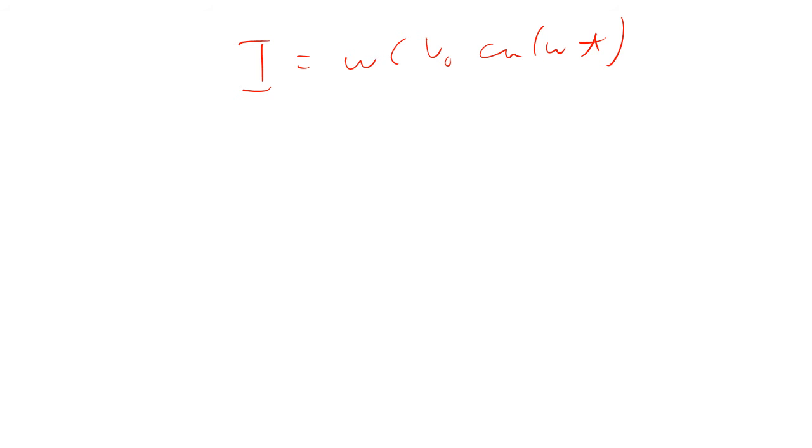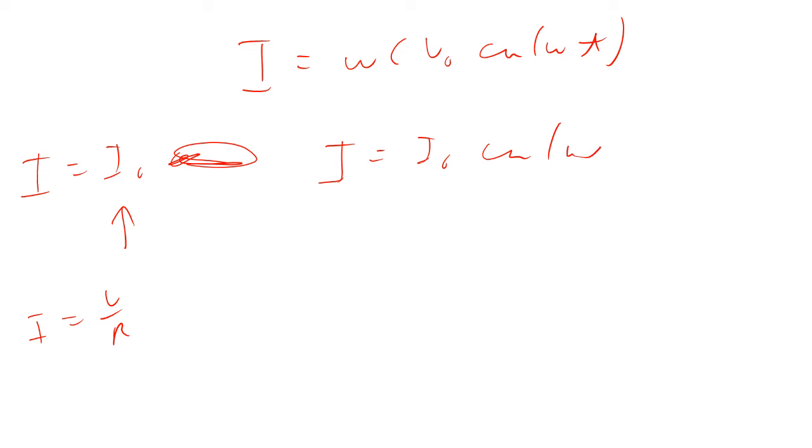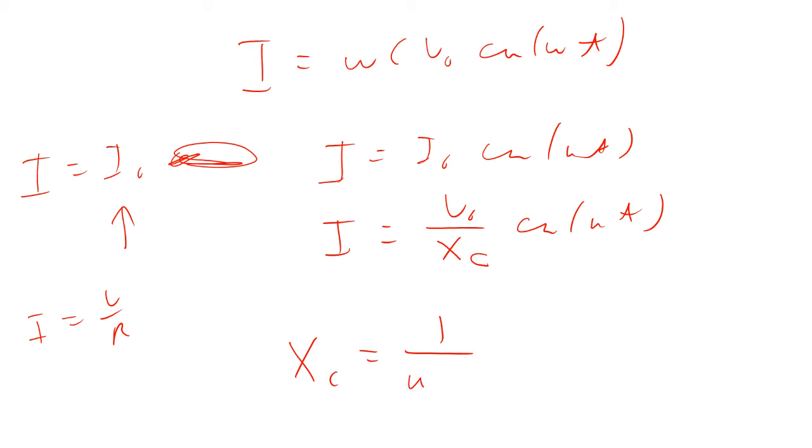Well, once again, if we look at how we did this before, for a resistor I is V over R, so we would want this to be some I naught cosine omega t, where this is V naught over XC cosine omega t. In order to get that, XC has to be 1 over omega C. And so the reactance here is 1 over omega C. And again, omega equals 2 pi f.